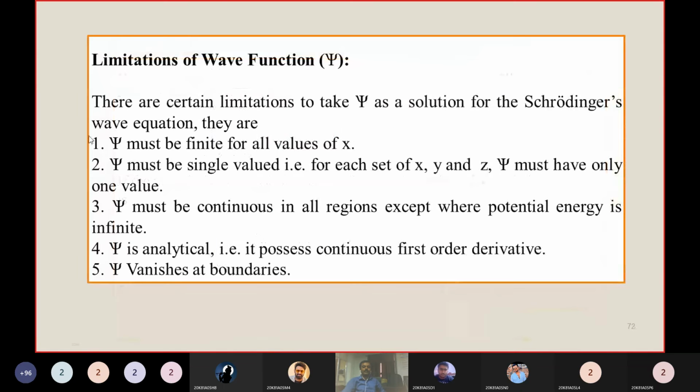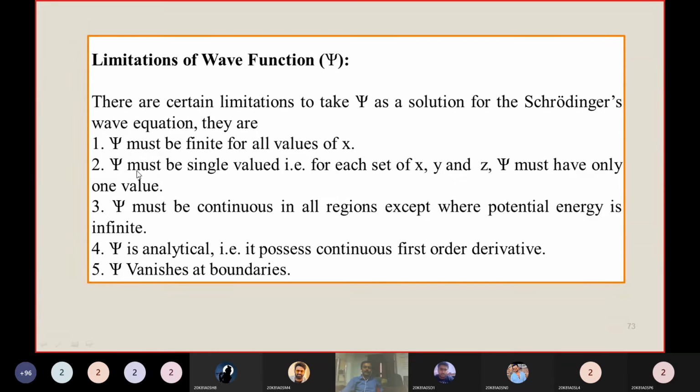Now coming to the limitations of the wave function. There are certain limitations of the wave function as a solution for the Schrodinger wave equation. For explaining the Schrodinger wave equation, he proposed some limitations for the wave function. What are those limitations? Psi must be finite for all values of x. It should be some finite value, whatever x value we take.